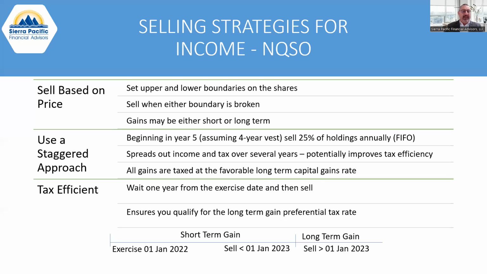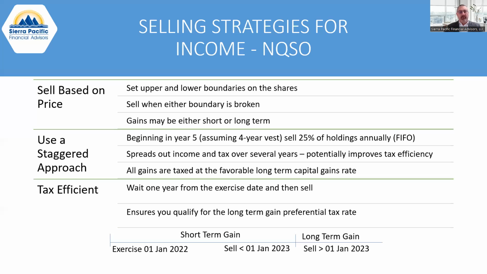In this example, beginning in year 5, and this assumes a 4-year vesting schedule for that non-qualified stock option, you start selling 25% of your holdings annually on a first in, first out basis. If you do 25%, after 4 years you would have sold off all the stock that you had exercised previously. What this does is spread out the income and the tax over several years. This potentially provides some tax efficiency versus exercising and selling substantial amounts of shares all in 1 year, creating a fairly large tax hit. In this case, all gains are taxed at that favorable long-term capital gains tax rate. That's the thing we keep wanting to do: sell those shares that we've held over a year for that long-term gain treatment.